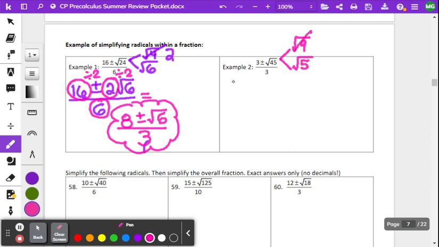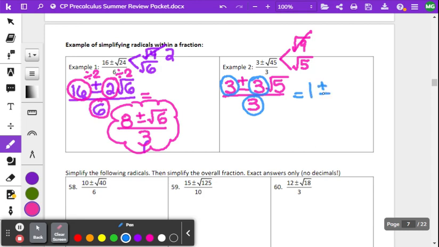Square root of 9 is easy. We get 3. So we have 3 plus or minus 3 root 5, all divided by 3. And again, we look and we say, are all of these terms divisible by something? And obviously, they're all divisible by 3. So remember, we have to have a term here. So 3 divided by 3 is 1, plus or minus 3 divided by 3 is 1 root 5.